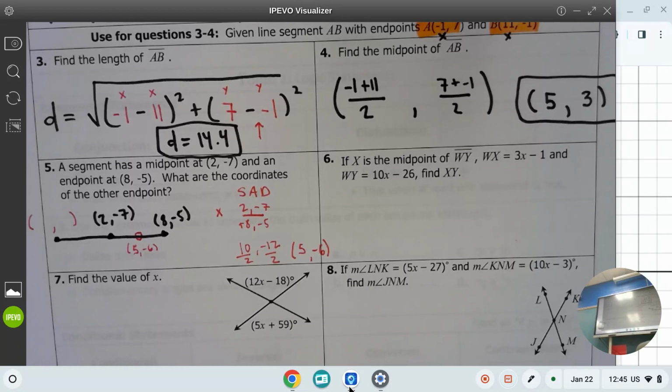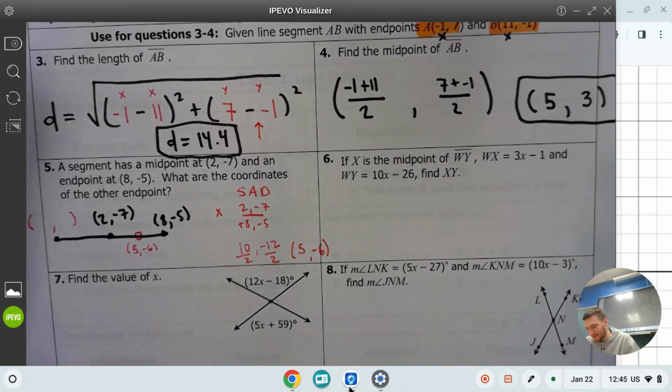I think stack, add, divide is just a good way to find a normal midpoint. I don't know, I definitely threw you under the bus.